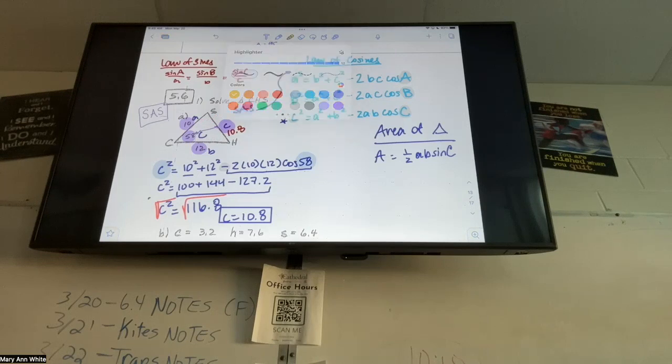I also would encourage you to use not law of cosines again. I would use law of sines. So since I have one triangle here, I am going to use my law of sines. I'm going to use the C that was given to me. So I'm going to use 58 and then 10.8 and then S and then 12. So I'm going to do a law of sines that way. So sine of 58 over 10.8 equals sine of S over 12.